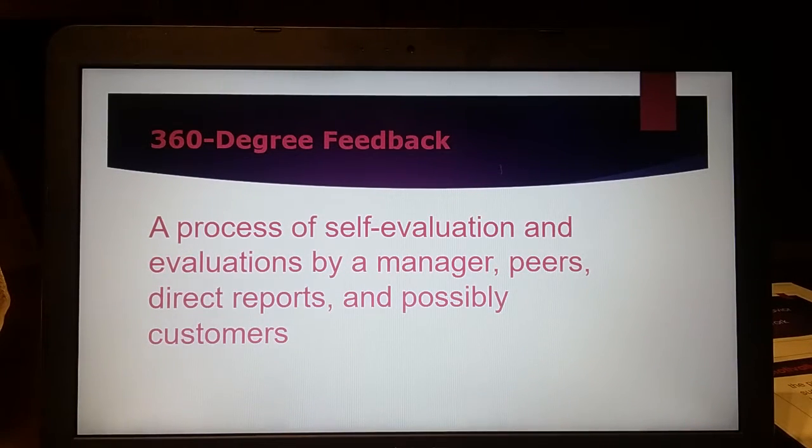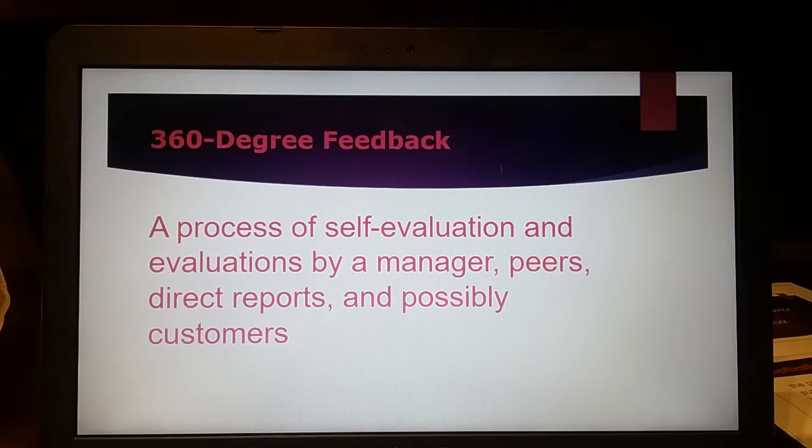Okay, so 360 feedback is self-evaluation. 360 degrees, as you know, a circle is 360 degrees. Traditionally, performance appraisals were done just by your boss to worker, whereas a 360-degree feedback looks at everybody: your manager, your peers, your direct reports, sometimes customers. I'm sure everybody has seen this, that people behave differently around different people.